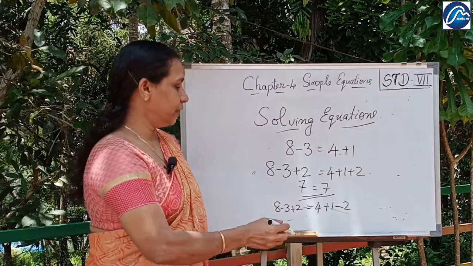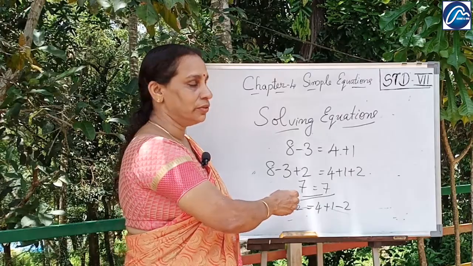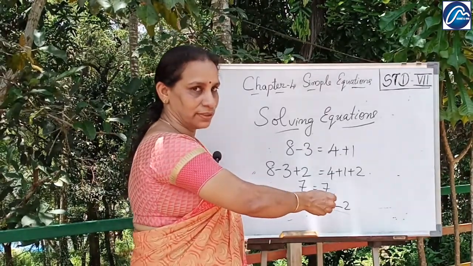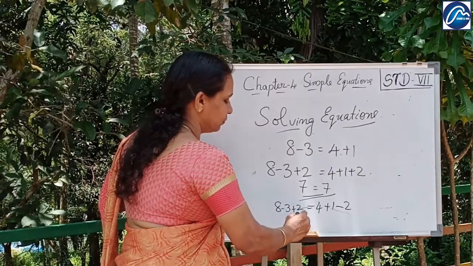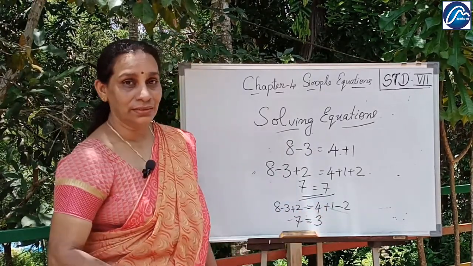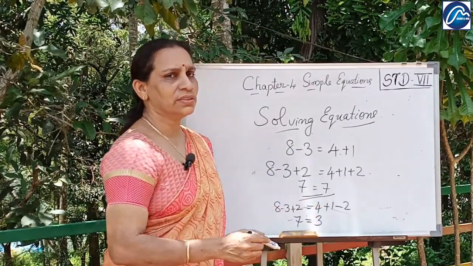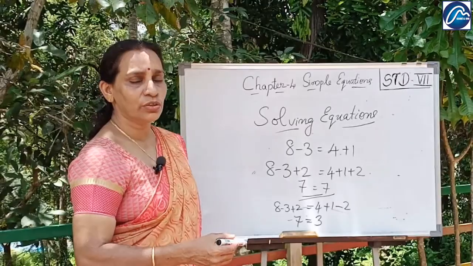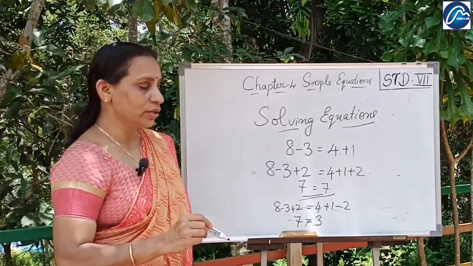And here we have subtracted 2. On this side we have added 2 and we have subtracted on the other side. So what will be the result? This is 7 and the right hand side is 3. So this is not possible. Is 7 equal to 3? No, it is not equal. So this will not satisfy.